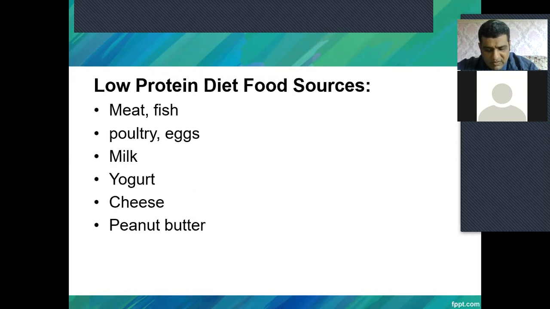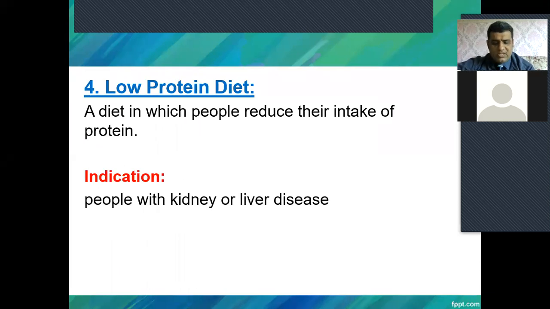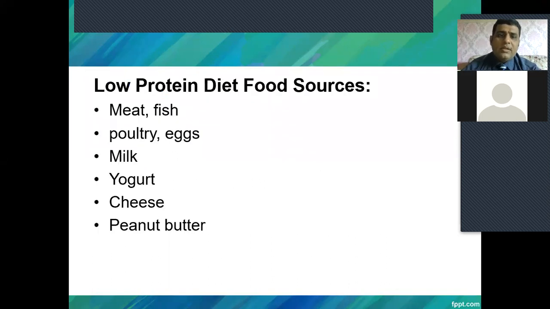Otherwise, sometimes the patient requires some protein to achieve the protein level, and sometimes it is not required. So if the patient has a kidney disease or a liver disease, then definitely we should ask the patient not to take protein into the body. The patient should not take protein in the diet. That is what is recommended.